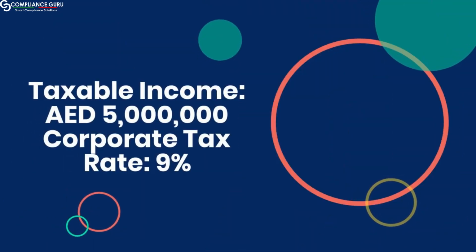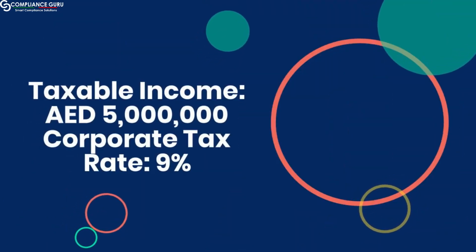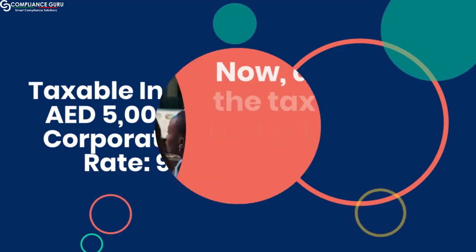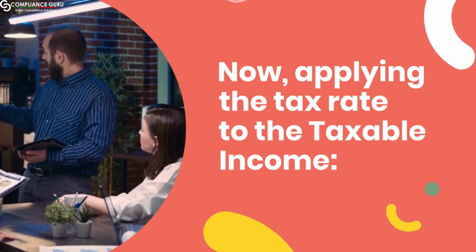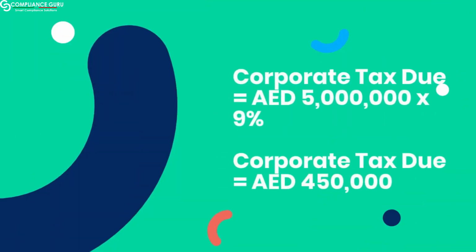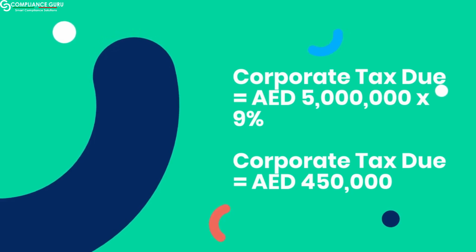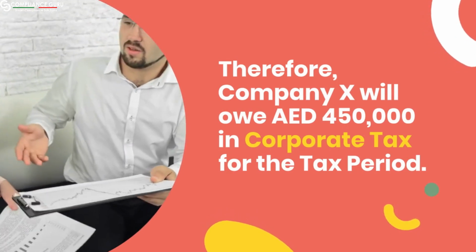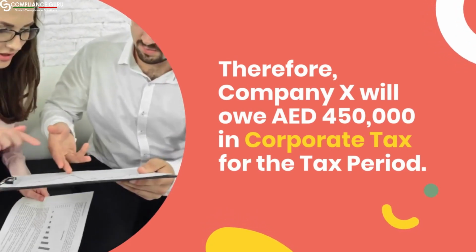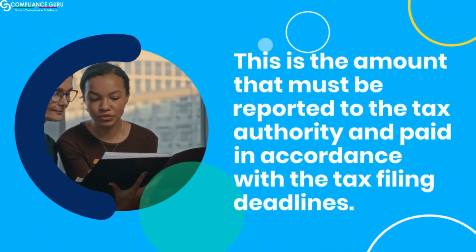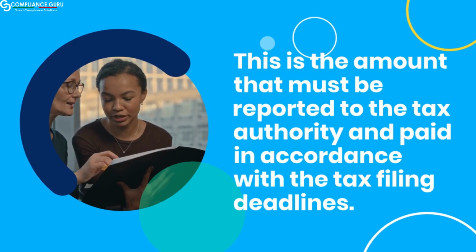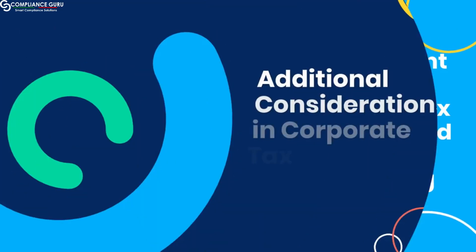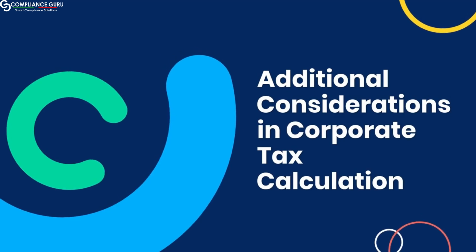Taxable income, AED 5 million. Corporate tax rate, 9%. Now, applying the tax rate to the taxable income. Corporate tax due is equal to AED 5 million by 9%. Corporate tax due is equal to AED 450,000. Therefore, Company X will owe AED 450,000 in corporate tax for the tax period. This is the amount that must be reported to the tax authority and paid in accordance with the tax filing deadlines. Additional considerations in corporate tax calculation.